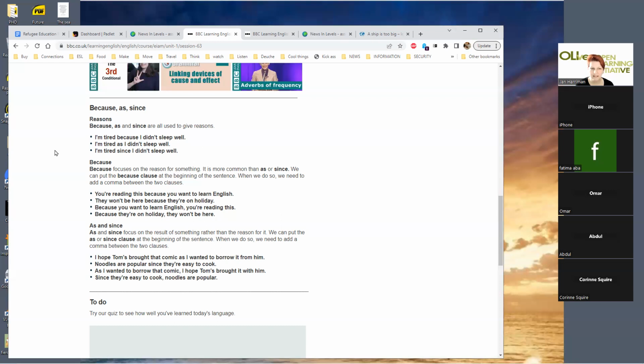The second and the last one, I think they are more result oriented, rather than reason oriented. Exactly. I hope Tom brought that comic as I wanted to borrow it from him. People just use because in speech, but as and since have a sense of more formal language. Yeah. So because is definitely most common, as and since slightly more formal, and they shift the focus slightly. So not bad.